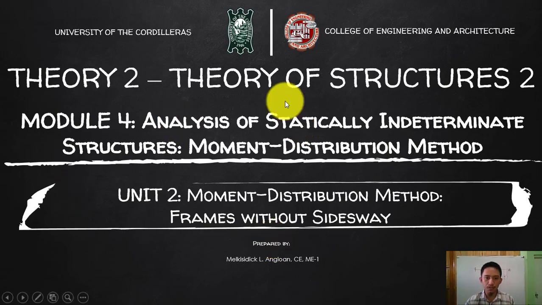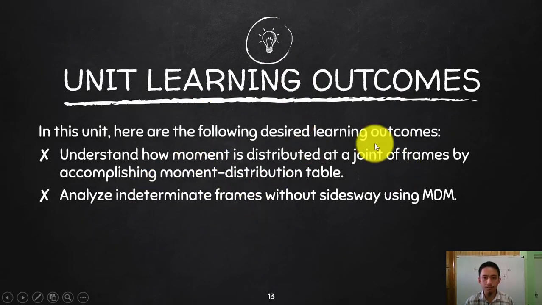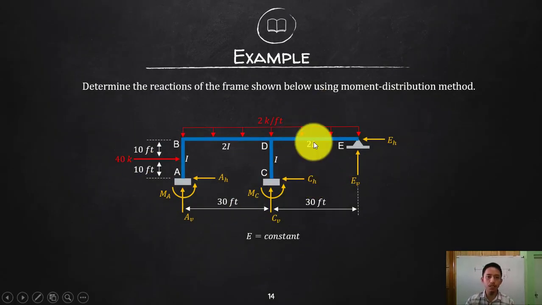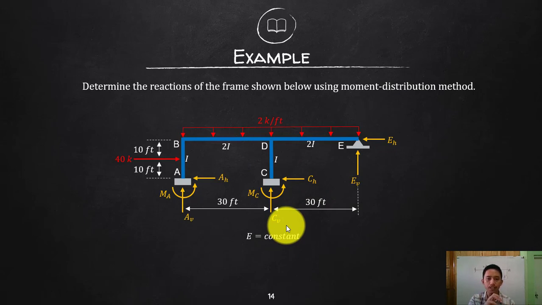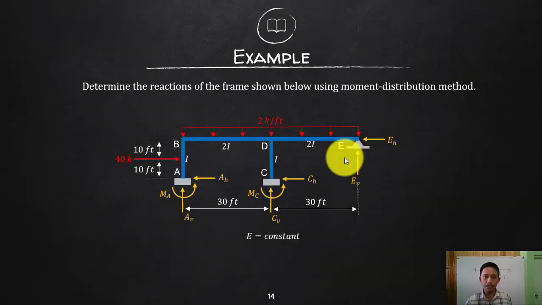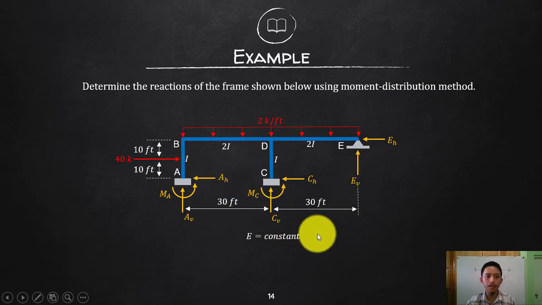So let's try to continue it now on this video. Frames without sidesway. So again, the same learning outcomes. We will just try to deal now with frames without sidesway, of course. So let's try to have this. This is actually a new example. We did not have this before. I consider this because all of the cases are here. I consider this example since the cases will actually be encountered here.